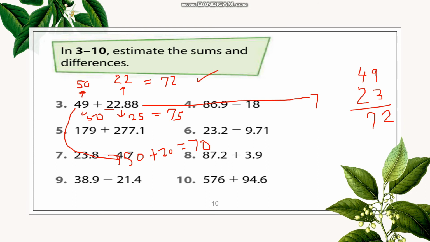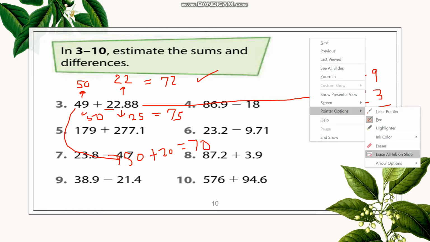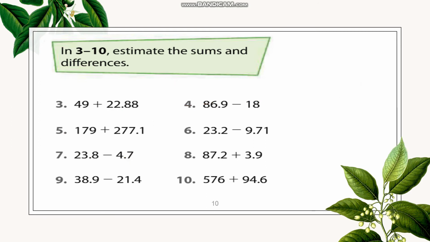So those are the possible estimated sums. So it's up to you which one you are going to apply. So that's why for number 3, the sample answer is 72. Sample answer because we have a lot of answers. So pause the video and please answer all the questions.